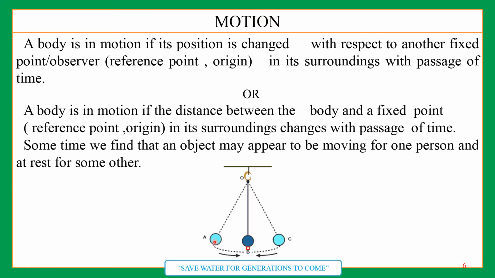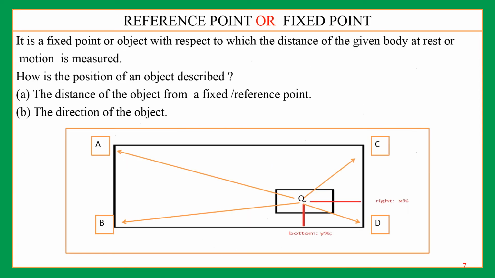Now when it is released, it comes to B, and then it goes to C. So it moves like this. Therefore we say that it is in motion because its position is changing. The distance of this bob at this position is changing from this point. So therefore it is said to be in motion.